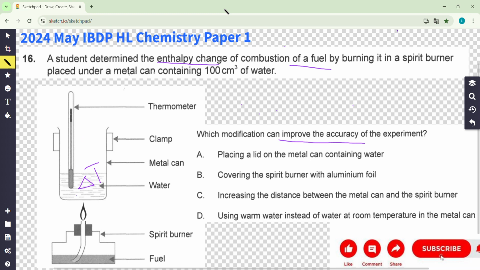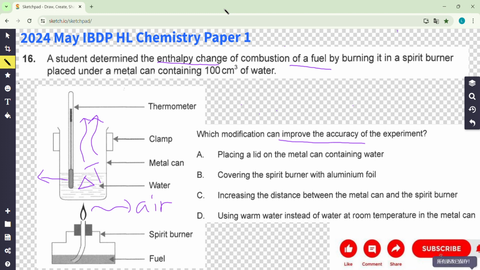Because of energy loss to the surroundings. Right? Maybe loss to the air. Maybe lost from here by the hot water, or maybe by evaporation, convection current. Right? So all this energy loss, if you can eliminate it or minimize it, then you can improve the accuracy of the experiment. So look at one by one.